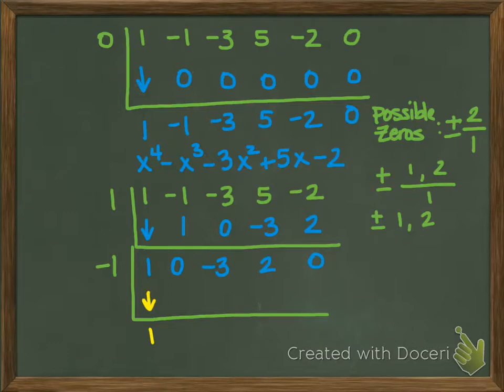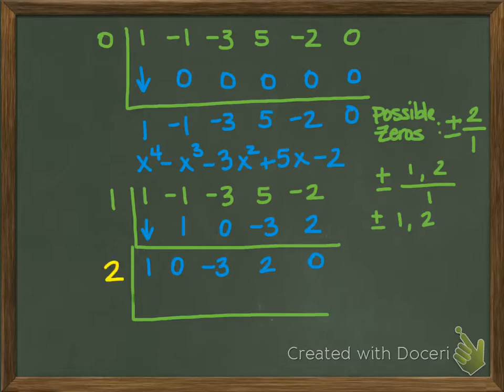Bring down your 1. 1 times negative 1 is negative 1. Plus 0 is negative 1. Times negative 1 is positive 1. Plus negative 3 is negative 2. Times negative 1 should be positive 2, plus 2 is 4. So I don't have to use that blue 0 up there. It's gone. I don't need it anymore. But I didn't get a 0 remainder, so that means that negative 1 is not a solution here. So I'm going to erase this, and I'm going to try the next number on the list.